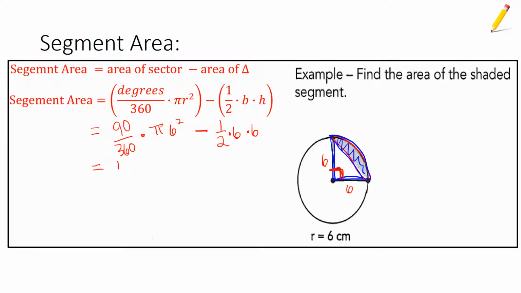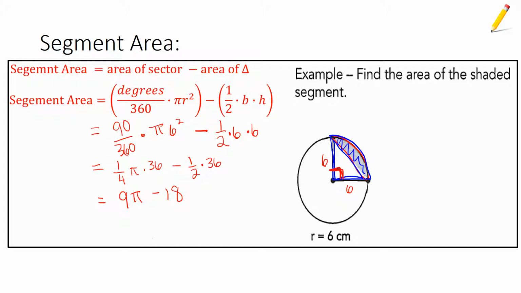So 90 over 360 is 1/4 pi times 36 minus 1/2 times 36. So we know that 36 times 1/4 is going to give me 9 pi. And we also know that 1/2 times 36 is 18. So 9 pi minus 18. Remember that we're saying pi is a value of 3.14 and we could keep going, right? So this value, you guys, 9 pi minus 18 is not going to be negative, because remember we're taking 9 times 3, which is going to be larger than 18.